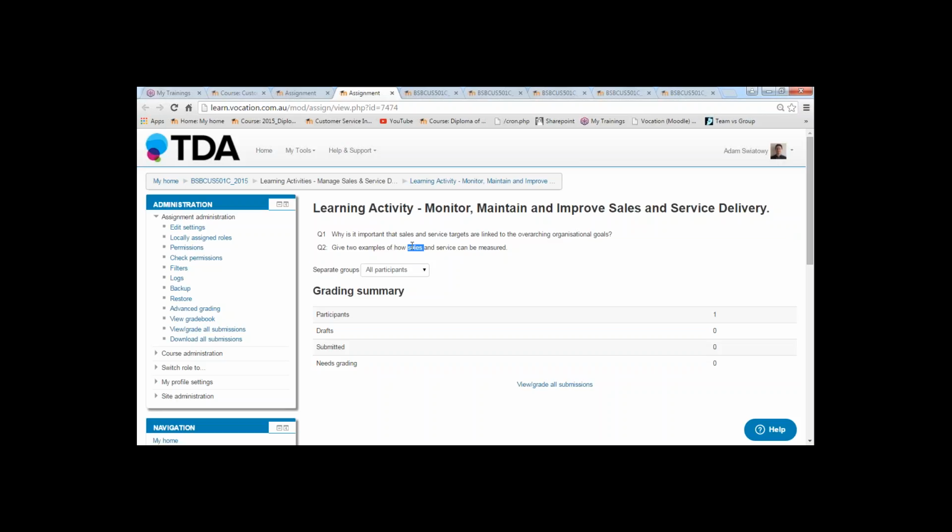So that actually rolls on beautifully to this next question too. How do we actually measure that? I think a KPI is probably the most obvious way to measure different things, generally speaking, in business. But let's just talk about this question specifically, and then maybe we can talk a little bit about KPIs. So give 2 examples of how sales and service can be measured.